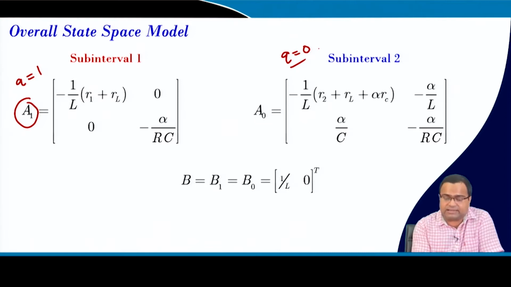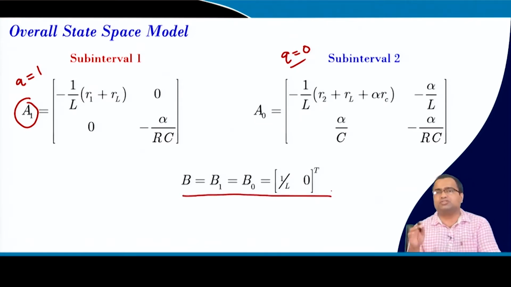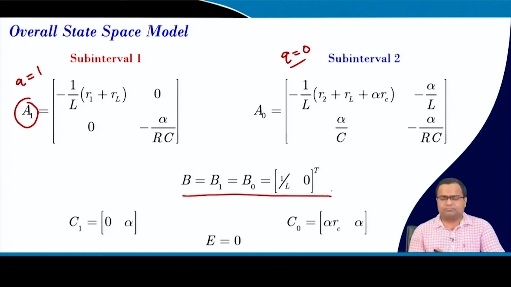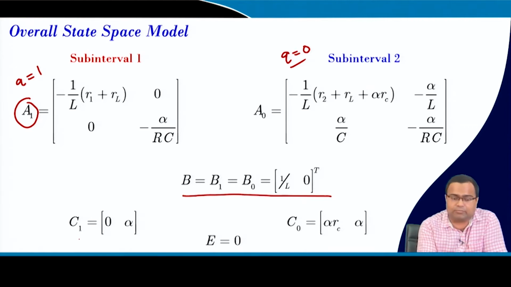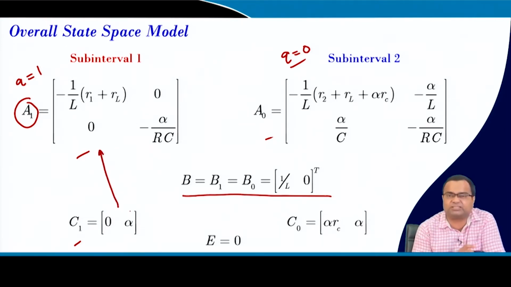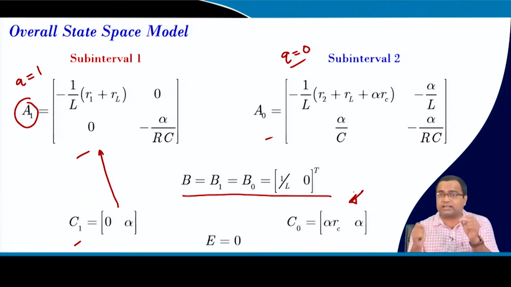Interestingly, the B matrix is common whether the switch is on or off, that means the input is always connected, except for the discontinuous conduction mode where the inductor is turned off because it is not carrying any current, then only the B matrix will change. But we are talking about continuous conduction mode. But the C matrices are different, and A1, A0 are different. In one case the output is a direct function of the capacitor voltage, but in the other case the output voltage is a direct function of the output voltage as well as a part of the inductor current.